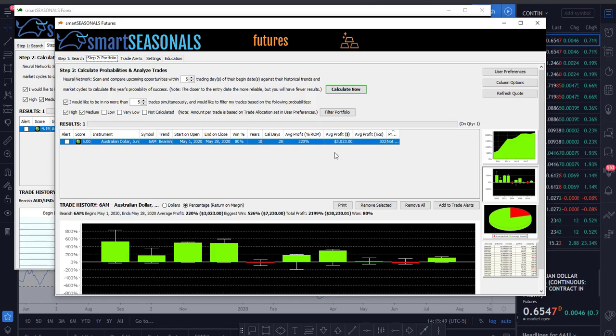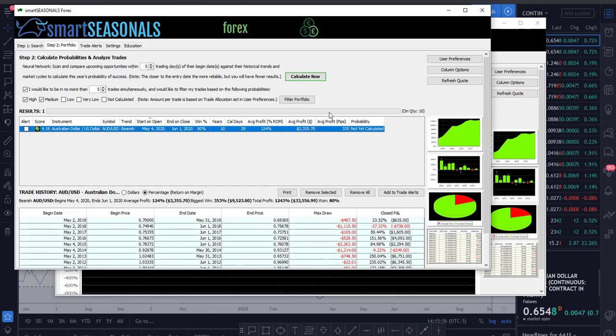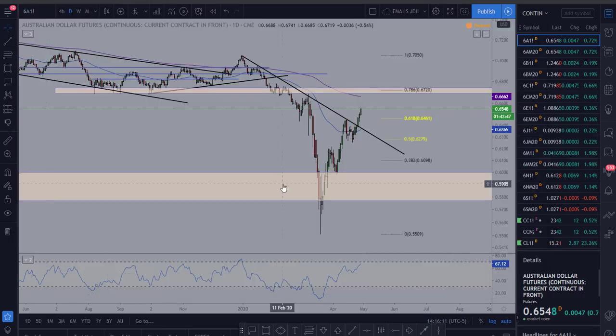The average profit has been about $3,000 per contract. That equates to nearly 300 ticks in the futures market, and you're going to see pretty much the same amount in Forex, based on a standard lot, of around $3,300 per contract. So let's go into the chart itself.